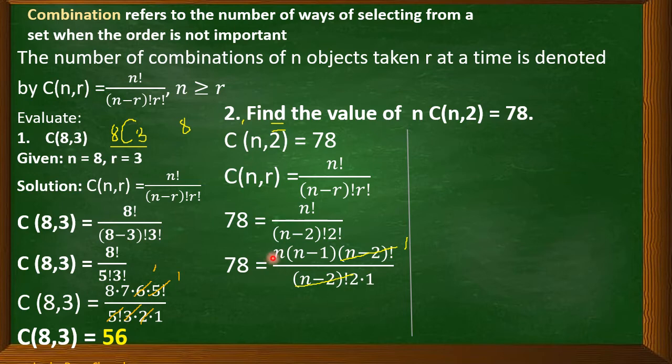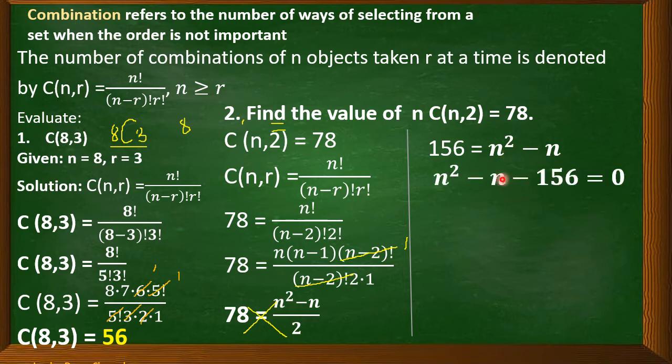So we bring down 78. Then n times n is n squared, and n times negative 1 is negative n. And in our denominator, 2 times 1, we have 2. To solve for n, we can do a cross multiplication. So 78 times 2 is equal to 156. And the denominator of 78 is 1, so 1 times n squared minus n gives us n squared minus n. Now we will form a quadratic equation.